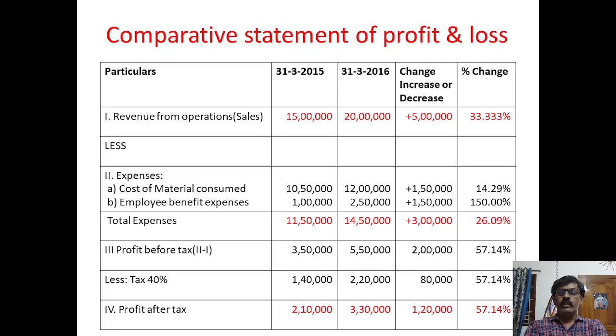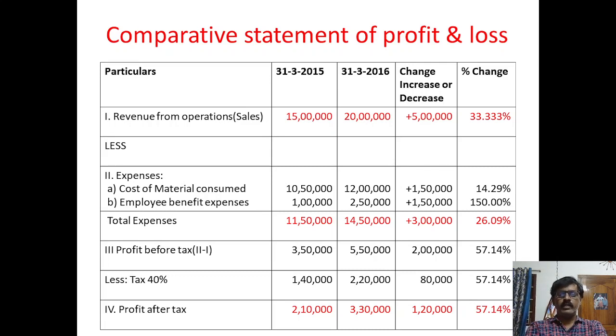And again, percentage of change is 1 lakh 50,000 divided by 1 lakh into 100, 150 percentage. That is, employee benefit expenses have increased by 150 percentage. First year it is 1 lakh, but second year it is 2 lakh 50,000. Therefore, this change is 150 percentage.